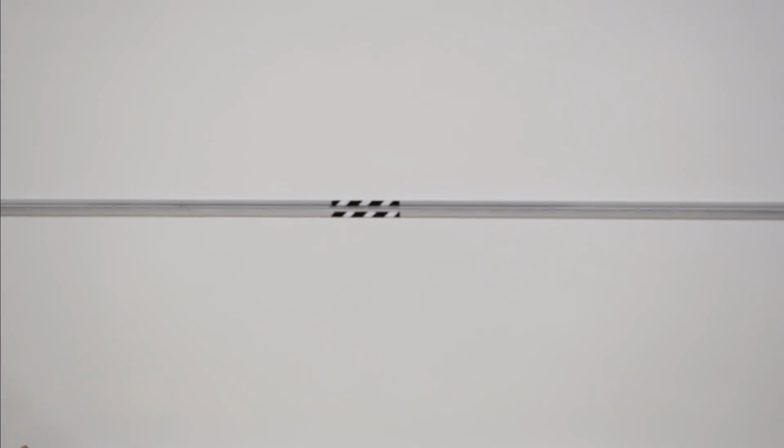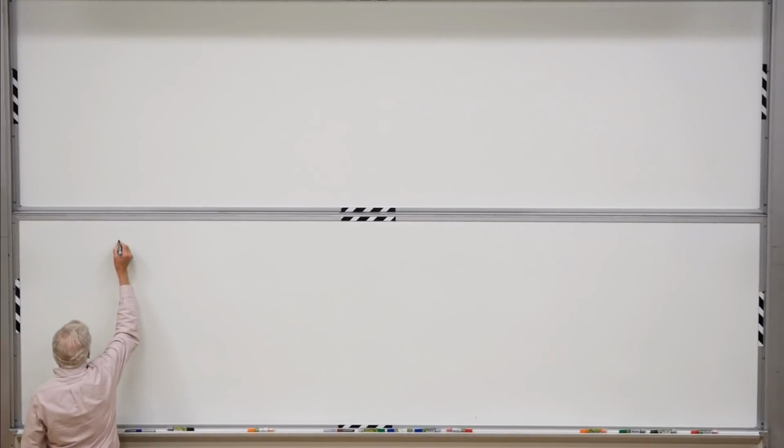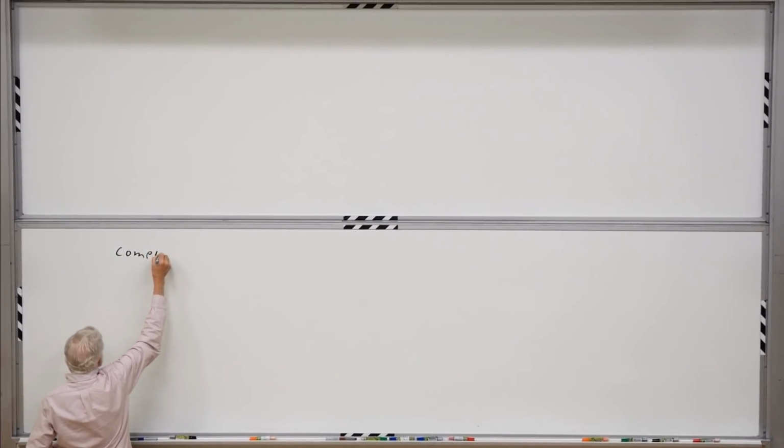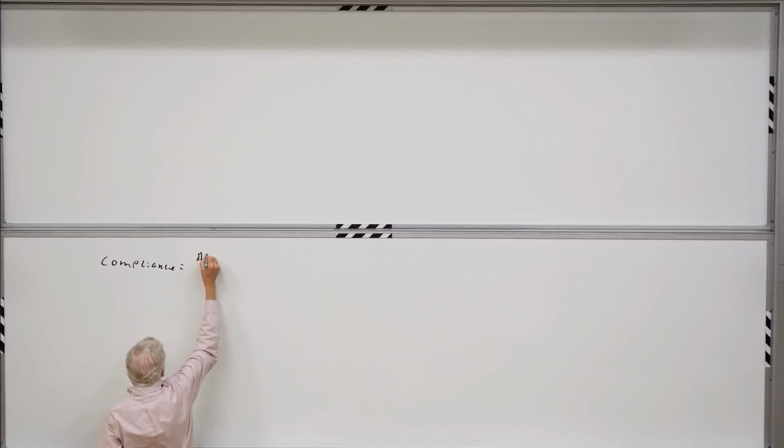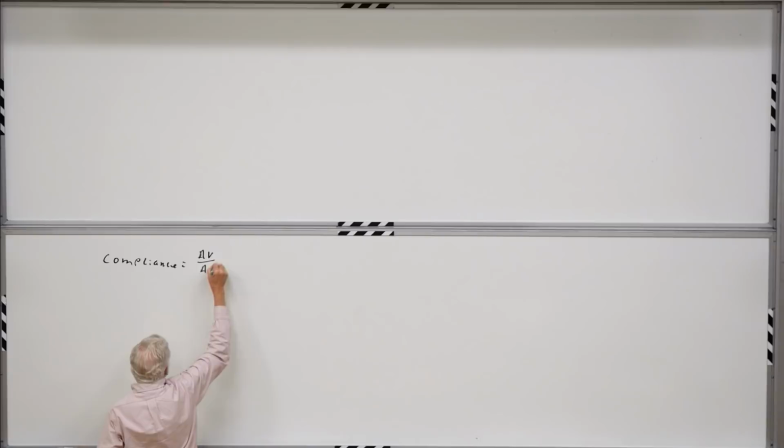But let me first write this on the board, where we have compliance is equal to the change in volume divided by the change in pressure.